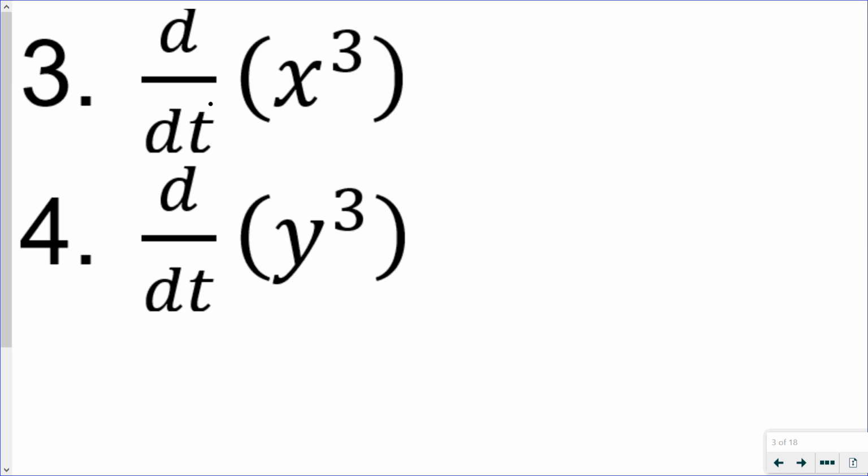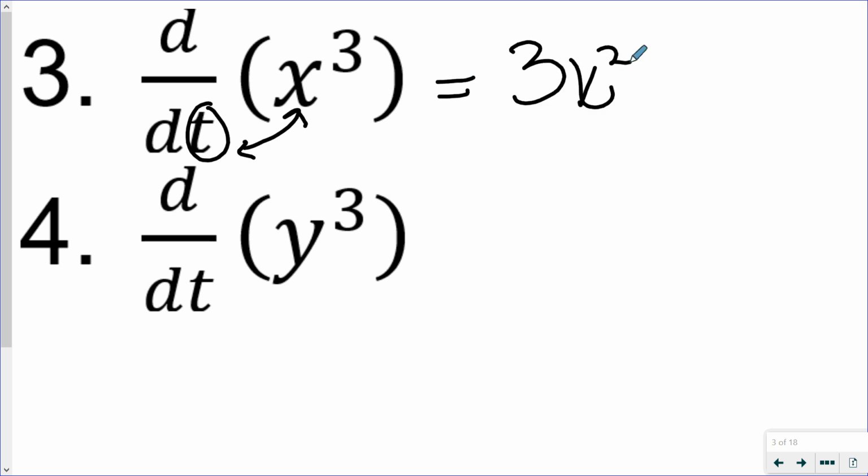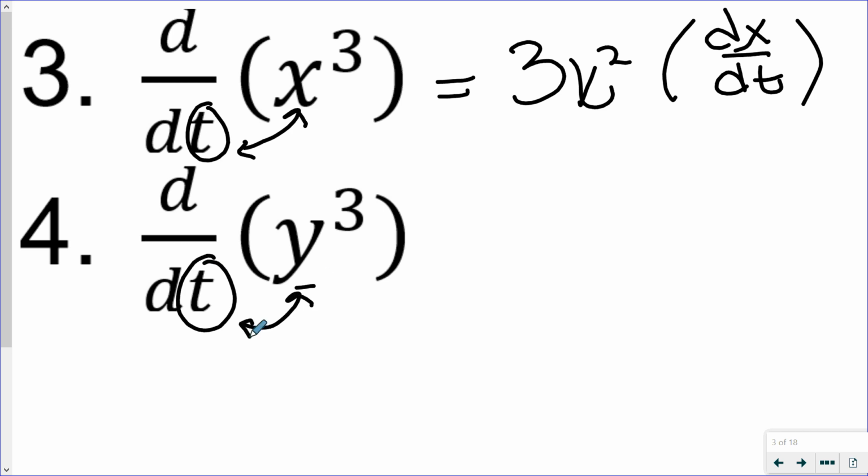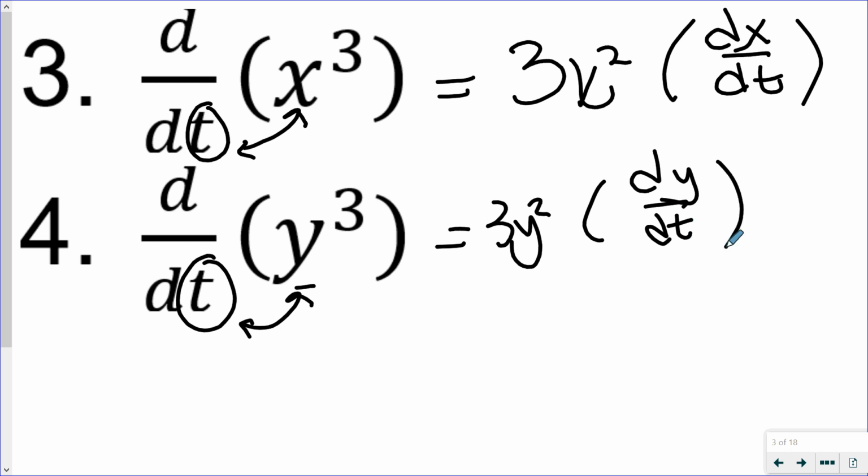Okay, now we're going to take the derivative with respect to time. So again, it does not match, so I don't know what the derivative is. So I'm going to write this as 3x squared, and then I'm taking the derivative of x with respect to time. So I'm just going to write down dx by dt. That's the derivative of x with respect to time. Again, same thing here, time and y, they don't match. So instead of just saying y prime, because it's with respect to time, I'm going to write this as 3y squared, and then times the derivative of y with respect to time.